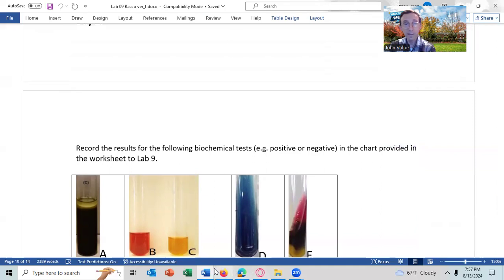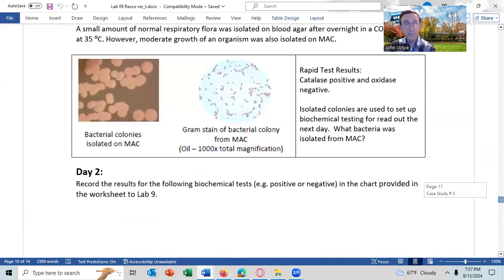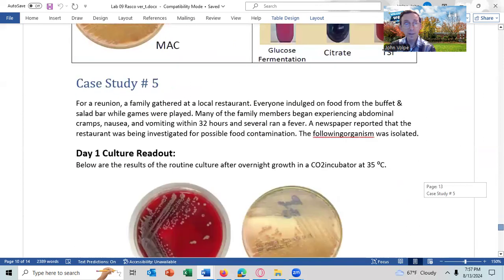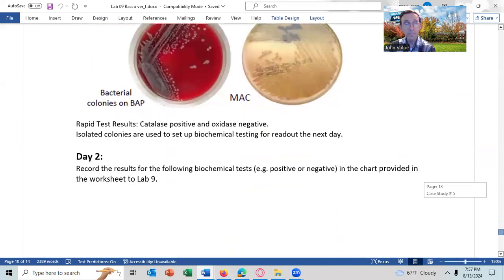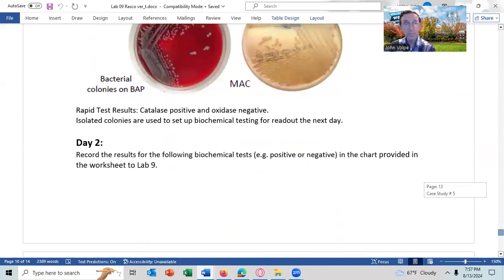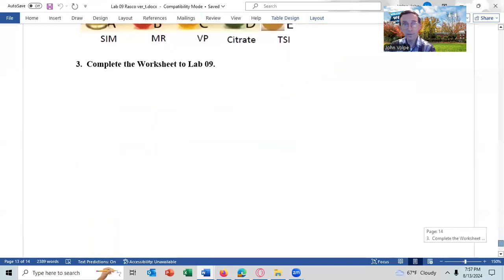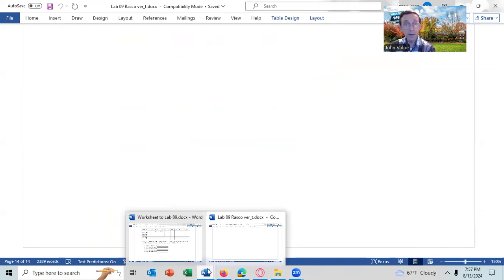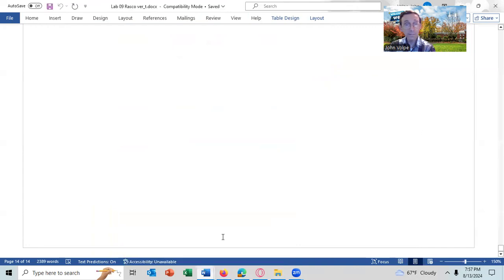Any question about that? Now remember, only write your answers in the worksheet for Lab 9. I mean, in the lab module there. All right, any questions about the case studies?